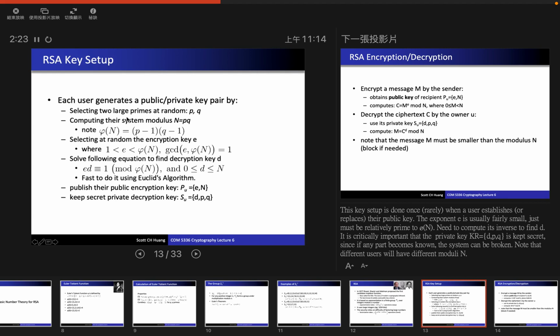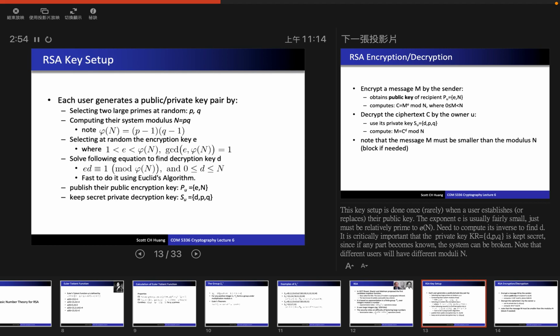So first, we find two large numbers P and Q. They have to be primes. So that is why we need to generate large primes. And we'll have a special lecture on how to generate large primes. It's called a primality test. Actually, we cannot generate large primes directly. Instead, we generate large numbers, and then we test whether or not they're primes.